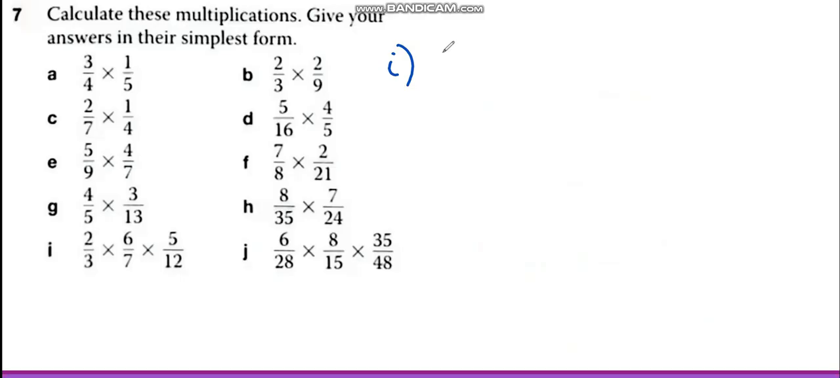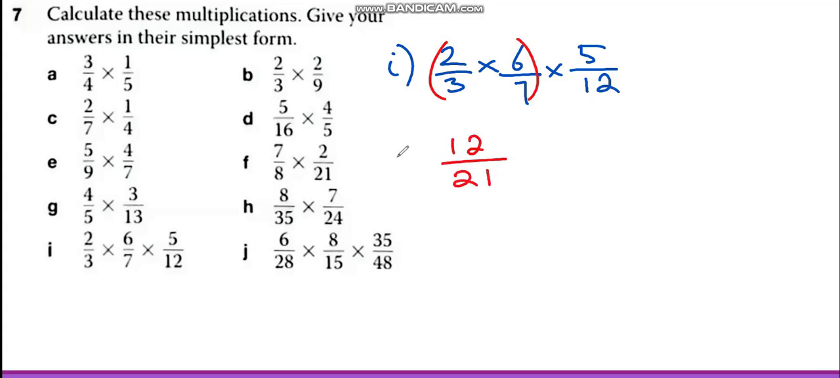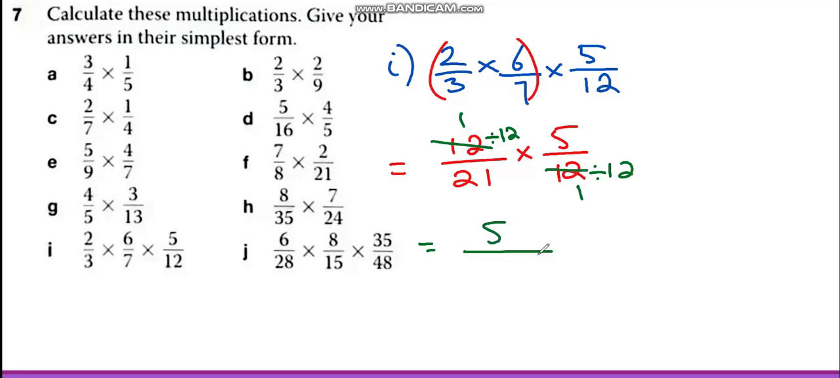Here we are given 2/3 times 6/7 times 5/12. So in this problem, we can first multiply the first two fractions. That will be 12 over 21, and we will further multiply it with 5 over 12. And now we can see that 12 and 12 can be cancelled because these are on opposite sides, and we can divide by their highest common factor, 12. Then we will be left with 1 there and 1 there. So 5 times 1 is 5 and 12 times 1 is 12. So the final answer will be 5 over 12.